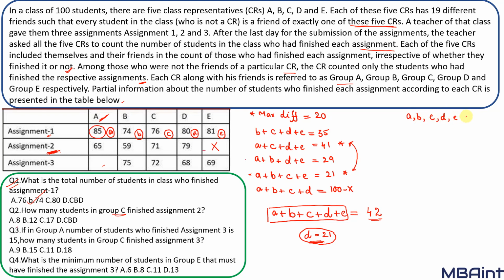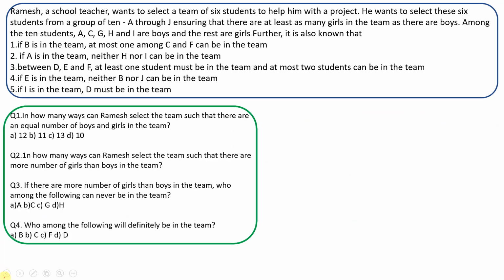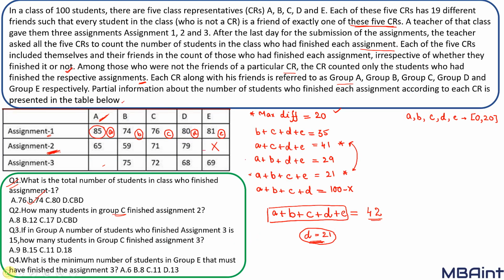D and E, their limit is from 0 to 20, right? That is what I explained, that the maximum difference would be 20 in the numbers. And in fact, even if I take just the difference, it won't exceed 20. In fact, you can get it from the equation itself, that A plus C plus D plus E cannot be more than 41. If I do that, I'll get the value of D equals 21. That does not make any sense.